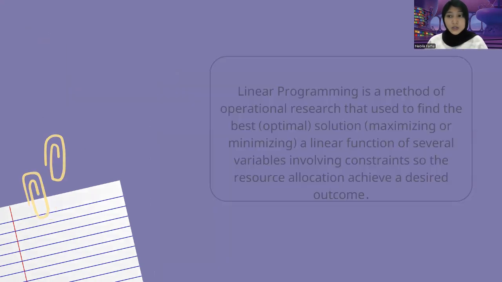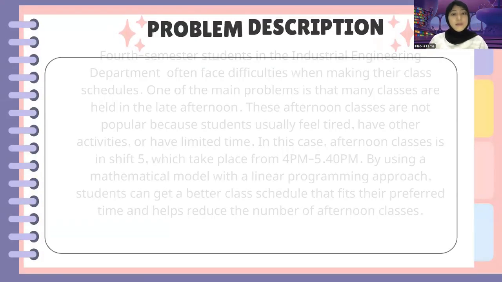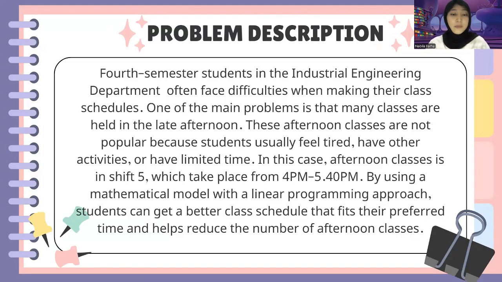desired outcome. So, the first semester students in the industrial engineering department often face difficulties when making their class schedules. One of the main problems is that many classes are held in the late afternoon, which is this class, held in the last shift from 4 p.m. until 5:40 p.m. So, by using a mathematical model with a linear programming approach, the students can get a better class schedule that fits their preferred time and helps reduce the number of afternoon classes.